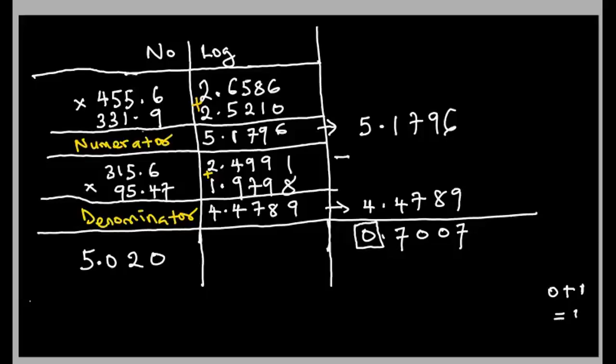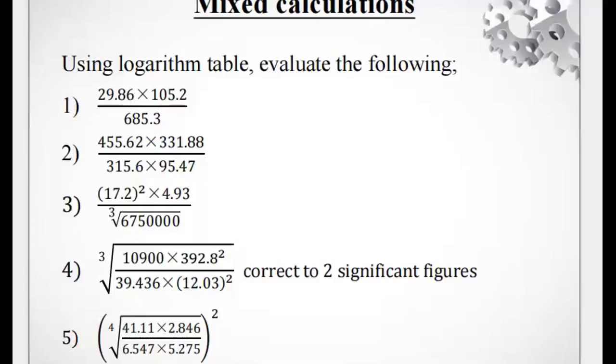So this is the anti-log giving us the answer. So that is our answer, 5.020. Since 0 is the last thing ending this decimal number, you can still write it as 5.02. That's my final answer.